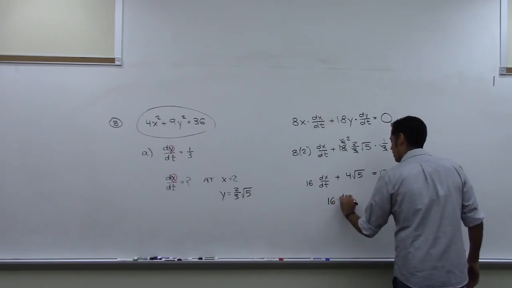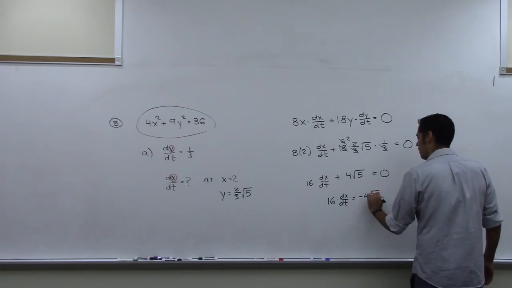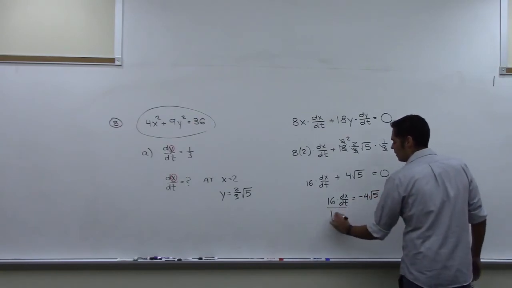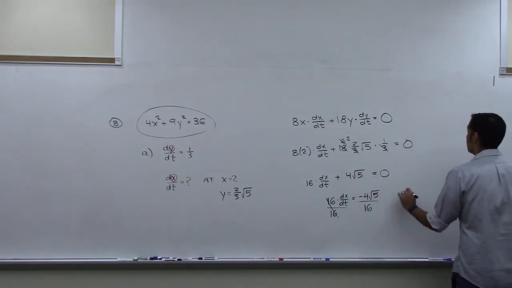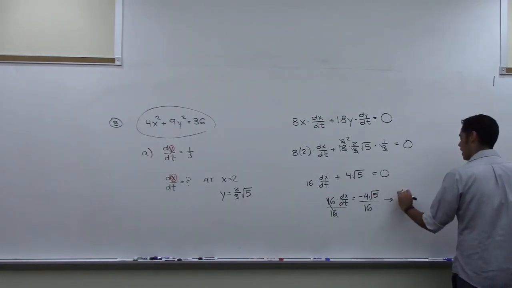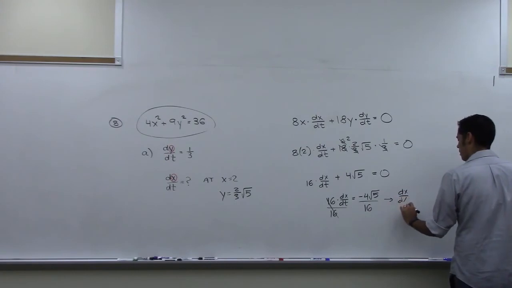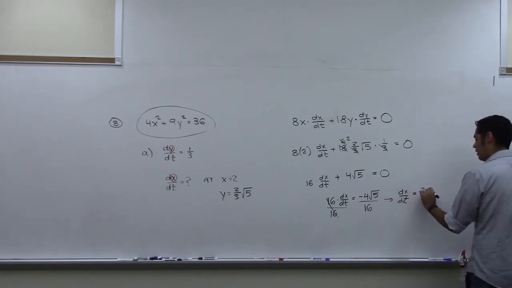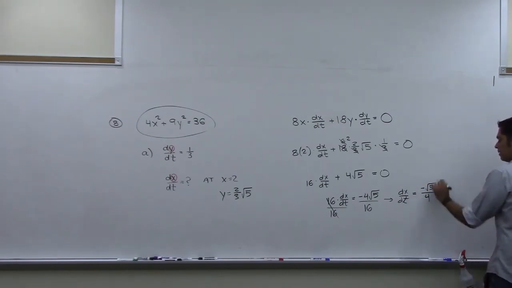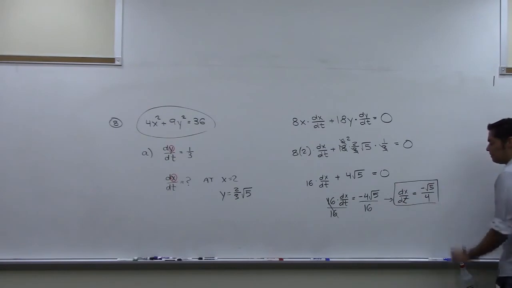I'm trying to solve for this, so I'll move that to this side. 16 times dx/dt equals negative 4 root 5. And then divide both sides by 16. And that reduces, so you get dx/dt, that's a t, sorry, equals negative root 5 over 4. And that's it. That's what dx/dt is.